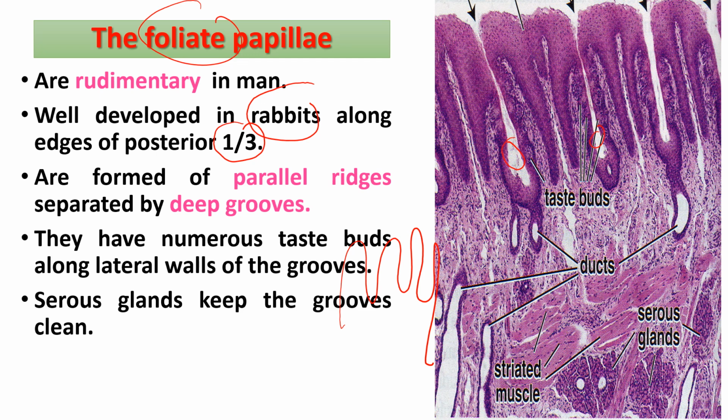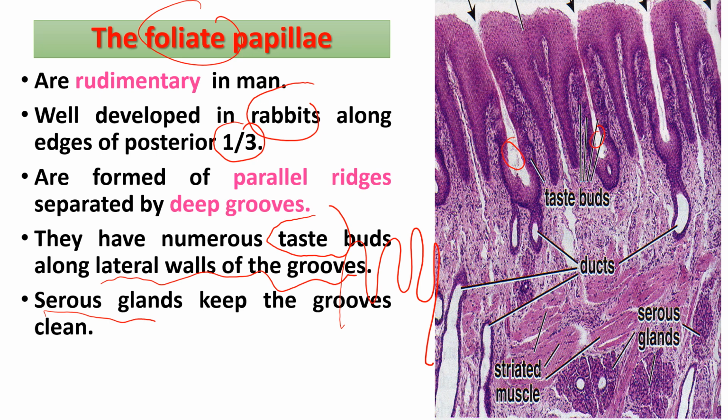Their function, like the circumvallate papillae, is taste sensation, with taste buds present along the lateral wall of the groove. They are surrounded by a groove. Like the circumvallate papillae, they contain serous glands, but not von Ebner's. Von Ebner's glands are only related to circumvallate papillae. Here, this is just a serous gland. Don't call it von Ebner's gland. The serous acini, as there is a groove, will keep the groove clean.